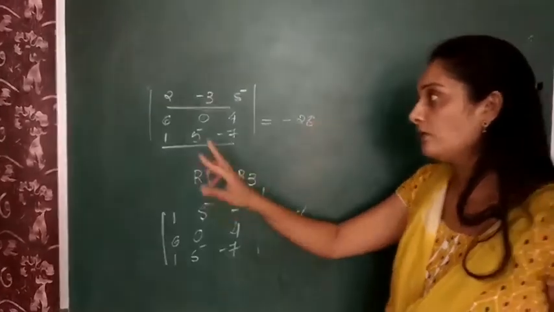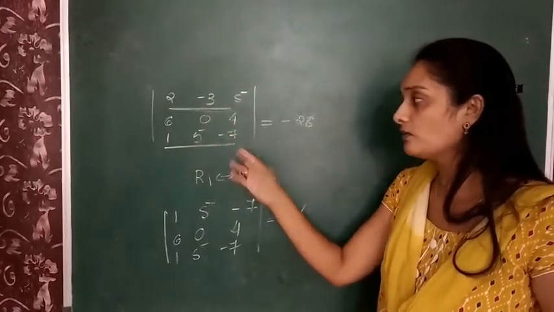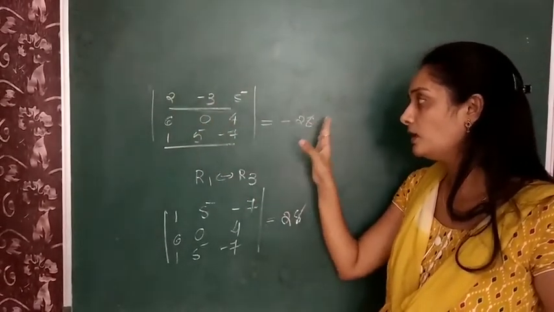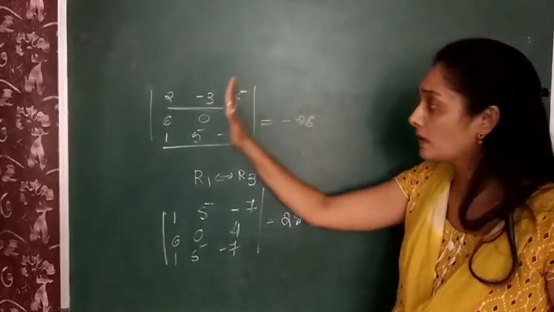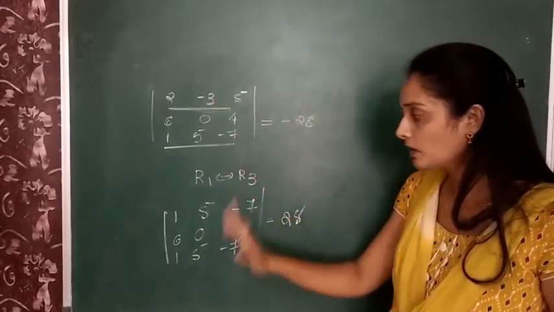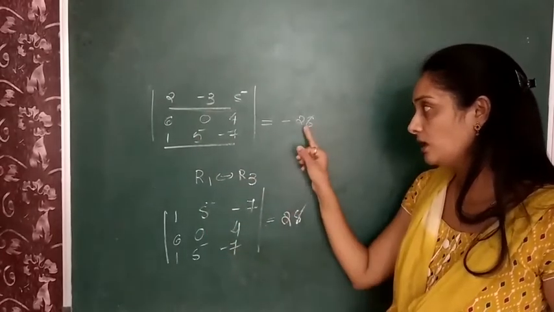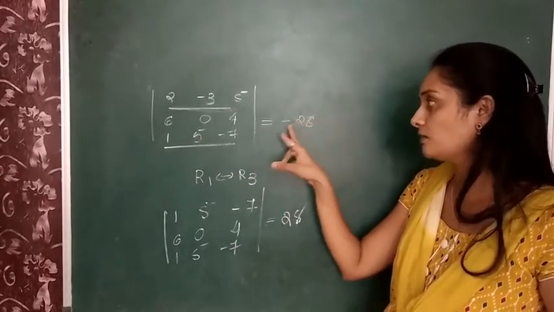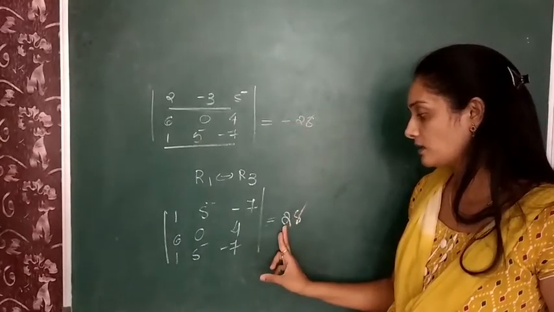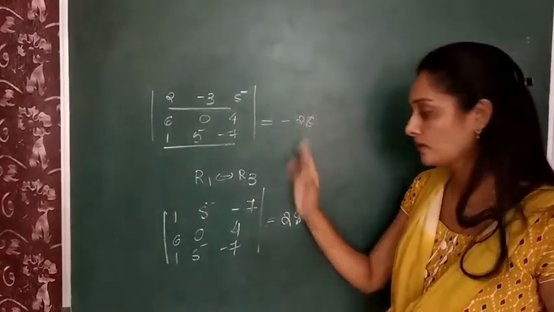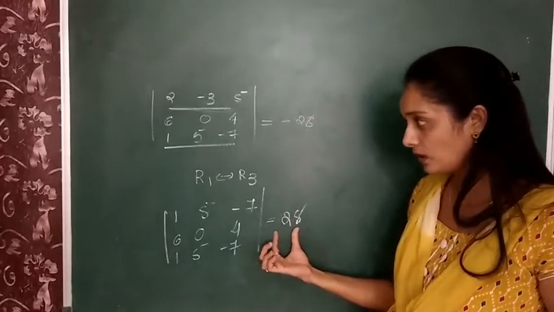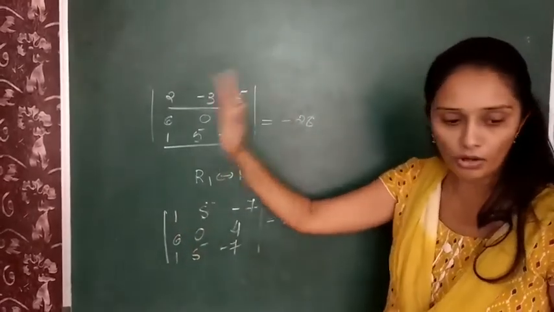If all rows are converted into columns, then the answer remains the same. That means the determinant remains the same. But if any two rows are interchanged, then the determinant changes sign. That means if the answer is minus, then it becomes plus, or if the answer is plus, then it becomes minus. The same is applicable to columns.